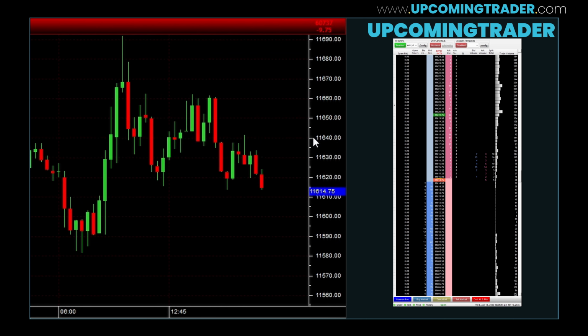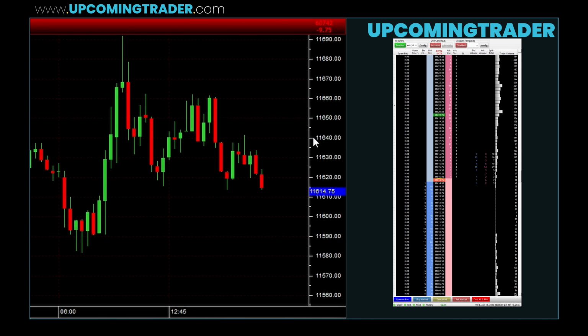Have you ever wondered where the market truly finds value? Where price lingers and what that tells us about the market's behavior? Let us introduce you to the time price opportunity chart. A time price opportunity chart is a unique way to visualize market behavior, showing how much time the market spent at specific price levels during a trading session.